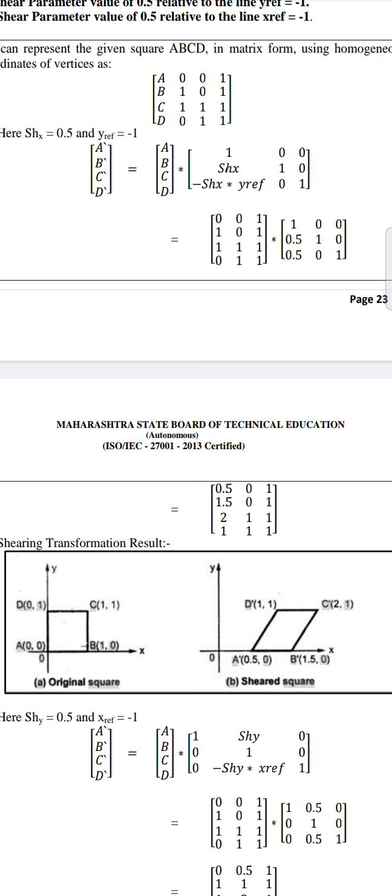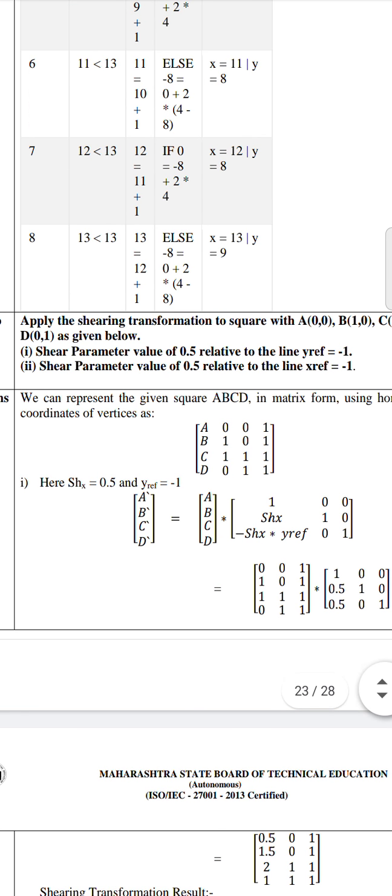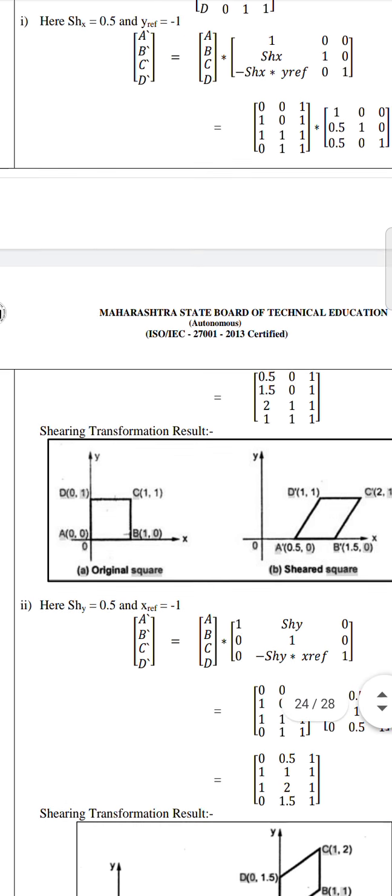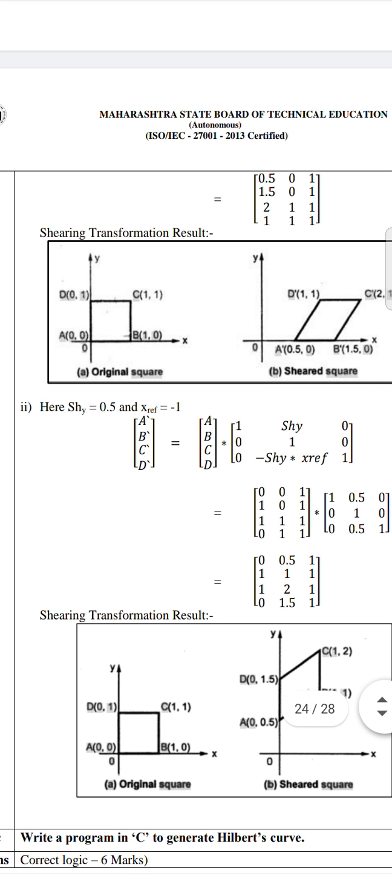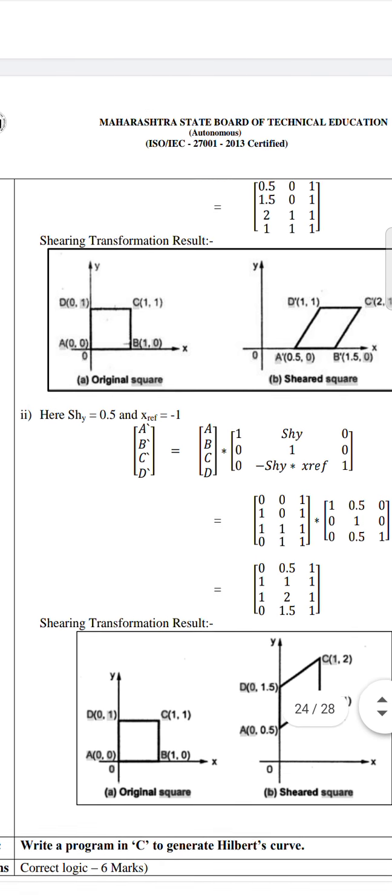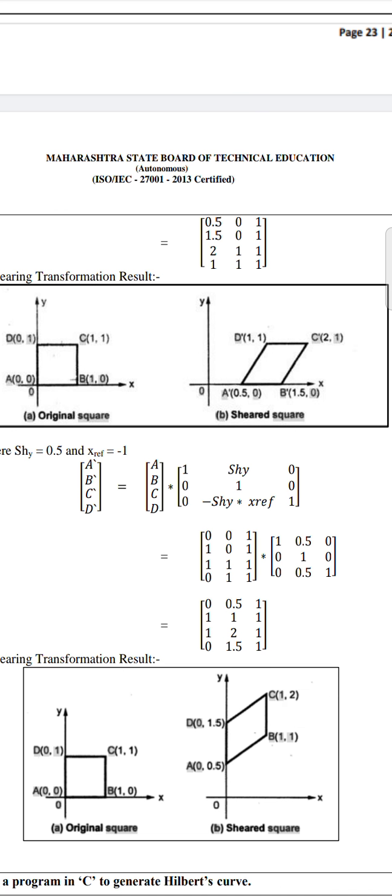Now in the same manner, in the second bit they have asked for a shear parameter value of 0.5 relative to x reference, meaning now you are applying a force on the x axis. When you apply a force on the x axis, the y coordinate got changed. So SHY equal to 0.5 and x reference equal to -1. So again the initial computer object is multiplied with the shear transformation matrix.